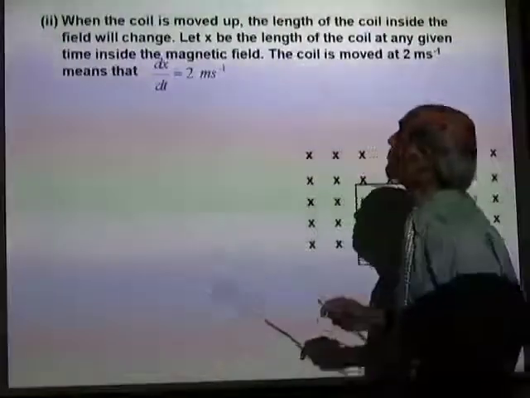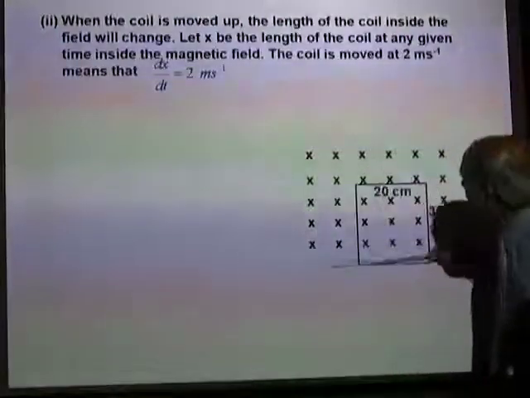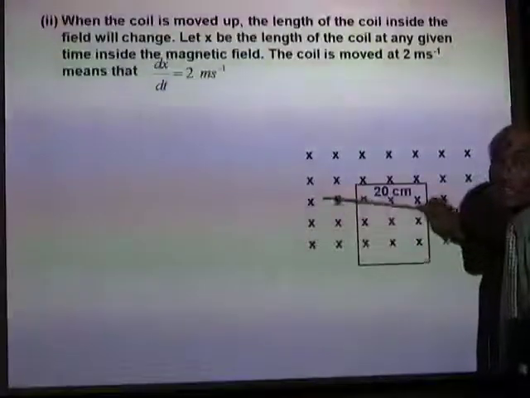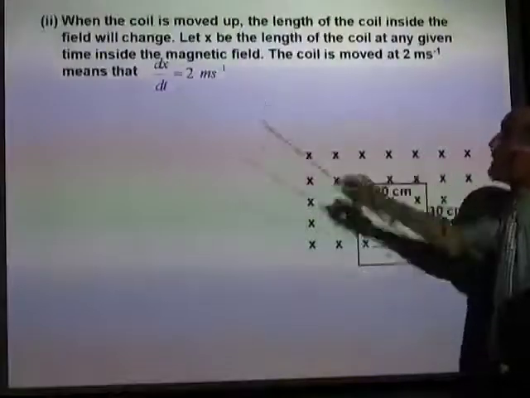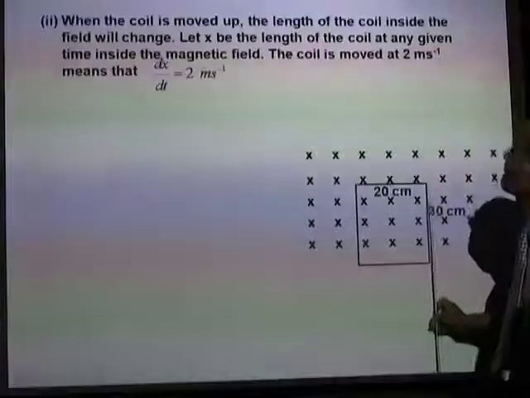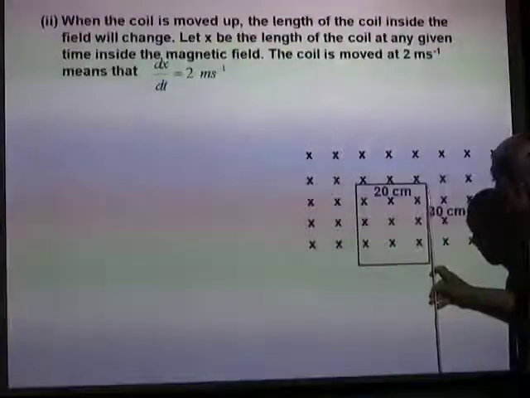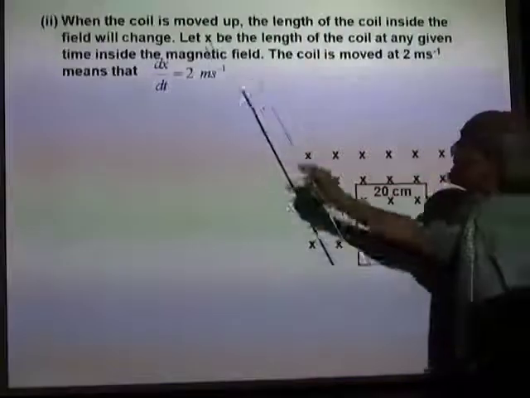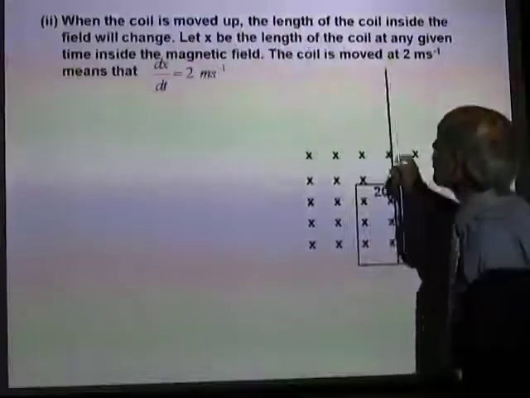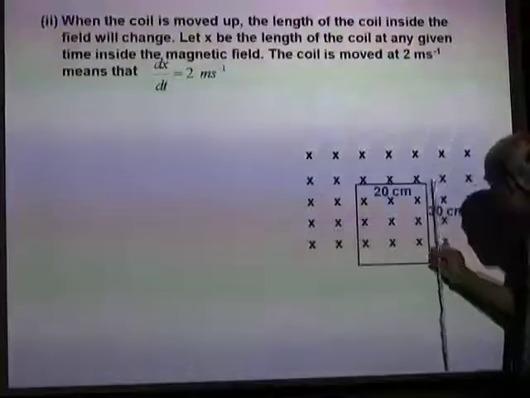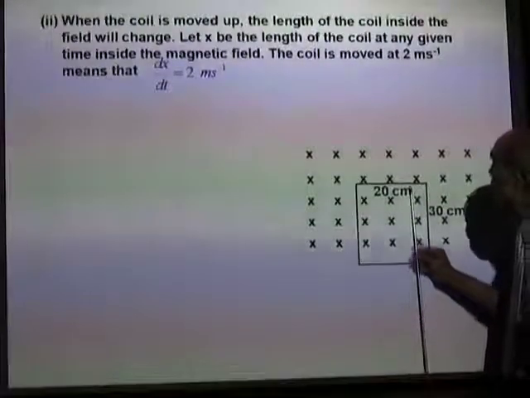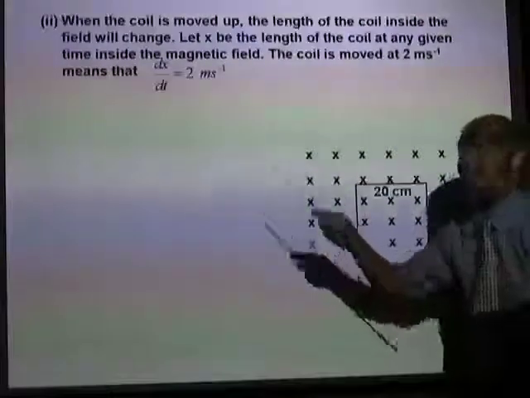How about when it is moved up into the magnetic field? That means the area that is inside the magnetic field is increasing. So when the coil is moved up, the length of the coil inside the field changes. Now the total length is 30 centimeter. Let's assume that at any given time, let x be the length of the coil inside the magnetic field. Now this is actually x. Now as the coil is moved into the field, that x increases.